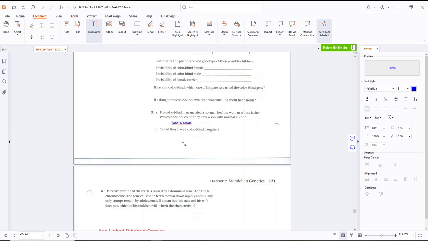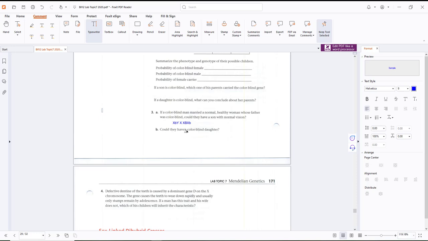Well, what do you think? Let's look at mom. Where does the son get his X chromosome from? Does he get it from mom or dad? He gets it from mom. Is there a possibility that he can have normal vision? Yeah, there's a 50% chance. Because she carries a normal vision X, 50% chance that she'll give him the normal vision X, 50% chance that she will give him a color blindness X, right?